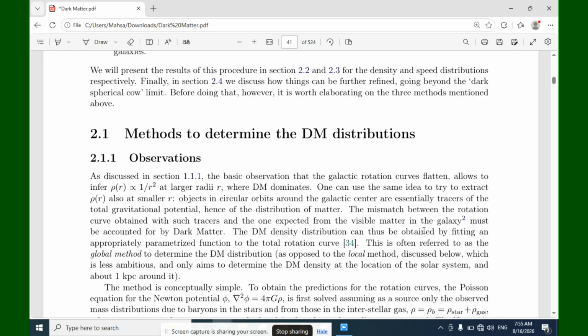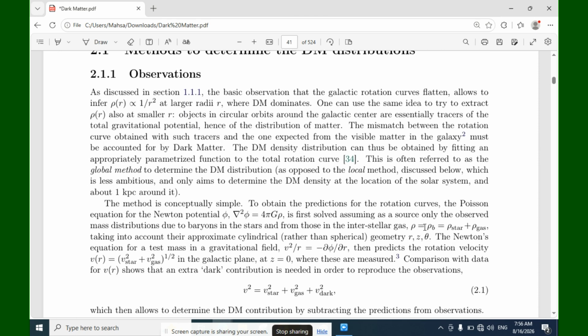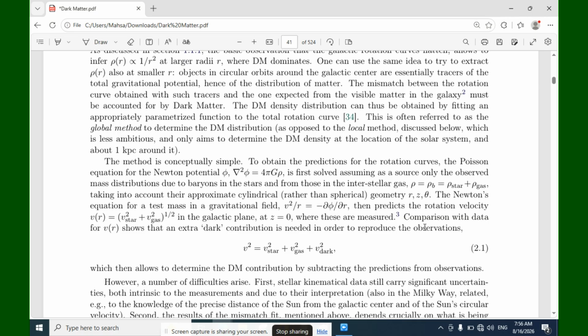The dark matter density distribution can thus be obtained by fitting an appropriately parameterized function to the total rotation curve, based on equation 34. This is often referred to as the global method to determine the dark matter distribution, as opposed to the local method discussed below, which is less ambitious and only aims to determine the dark matter density at the location of the solar system and about 1 kpc around it.